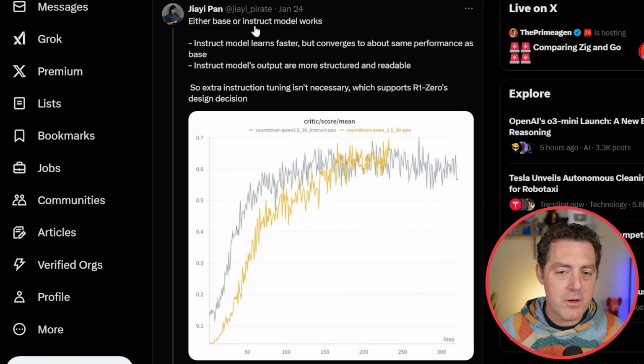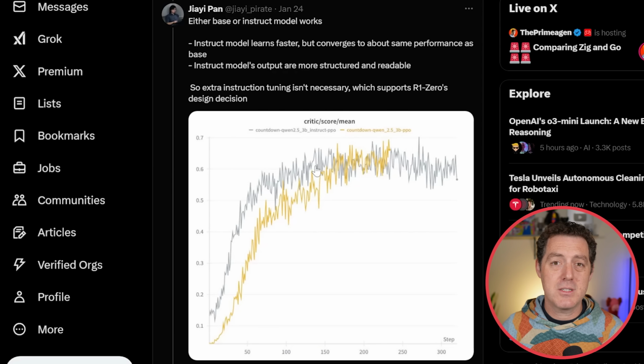And either the base model or instruct model works. The instruct model learns faster, but converges to about the same performance as the base. The instruct model's outputs are more structured and readable. So extra instruction tuning isn't necessary, which supports R1-Zero's design decision. Now remember, R1-Zero is not the instruction-tuned model.